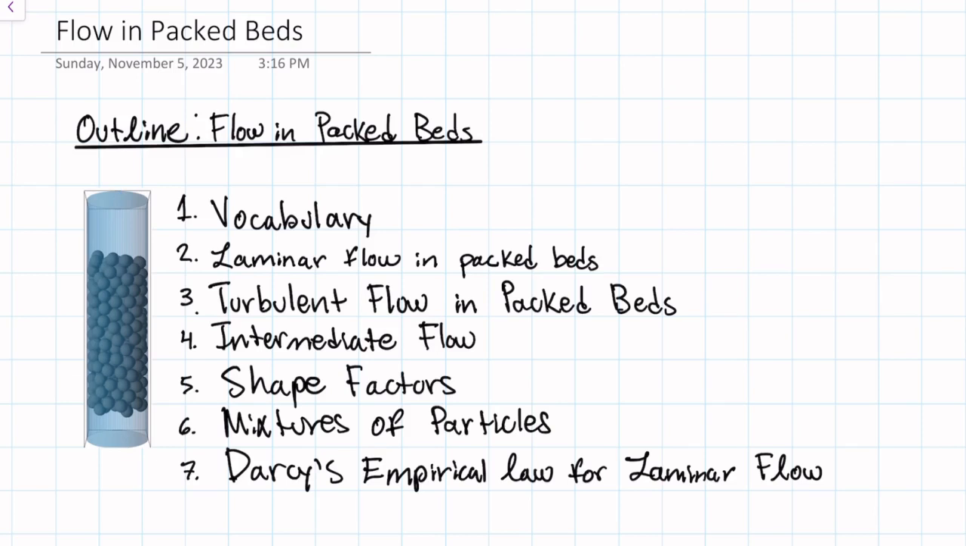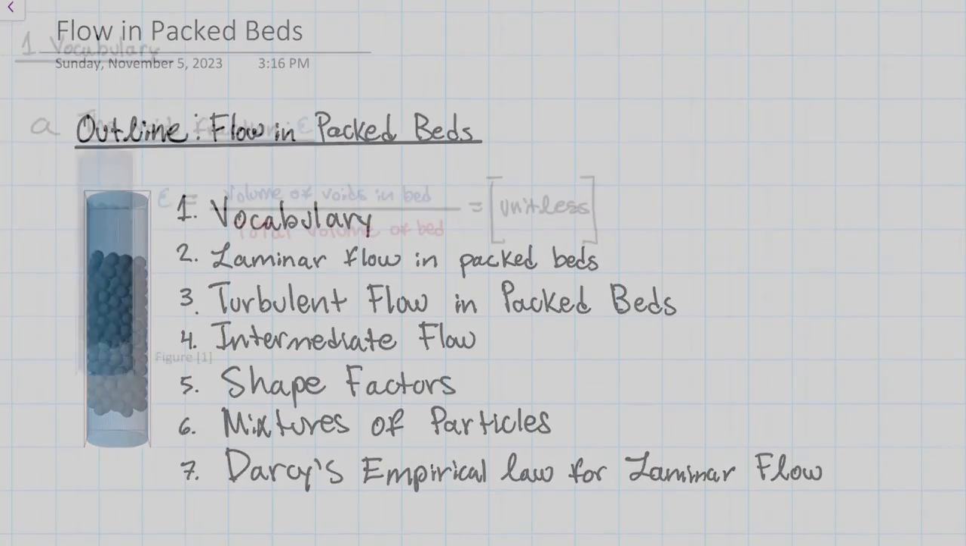And for a bit of an outline, we're going to start with some basic vocabulary necessary to understand the rest of the sections. And then we're going to talk about laminar flow in packed beds, and then turbulent flow, and then how intermediate flow is just the sum of the laminar and turbulent flows. We're going to talk about how, if the particles are non-spherical, you have to account for that via shape factors. And then if you have multiple particles of multiple different shapes, you can account for that too when having a mixture of different particles. Finally, we're going to touch on Darcy's law for laminar flow in packed beds.